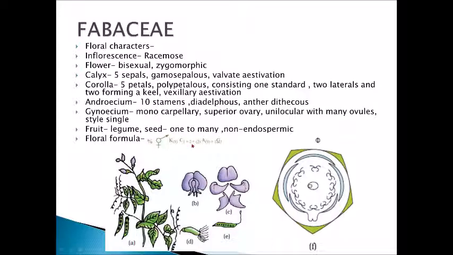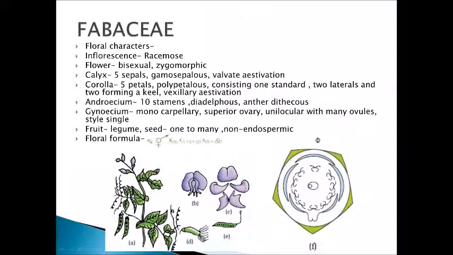Calyx is of 5 sepals, gamosepalous, valvate estivation. Now, K for calyx, 5 for 5 sepals, and as they are gamosepalous, united, that is why you have to put brackets for this number.